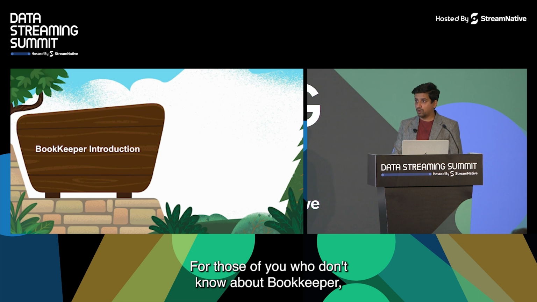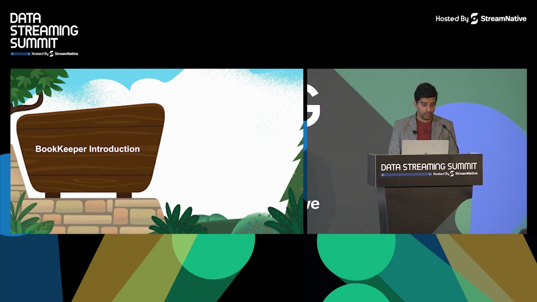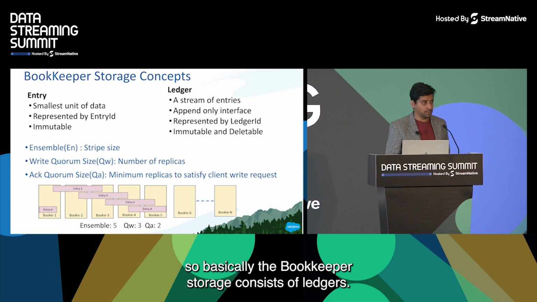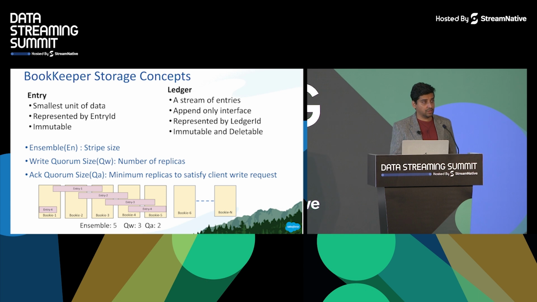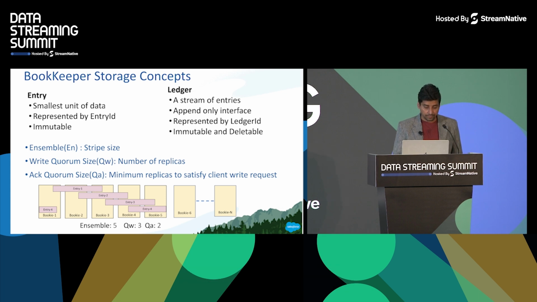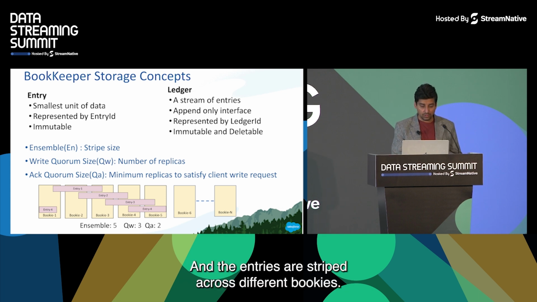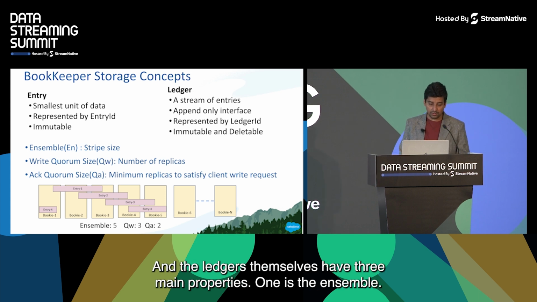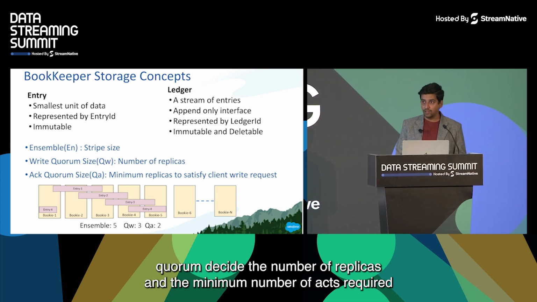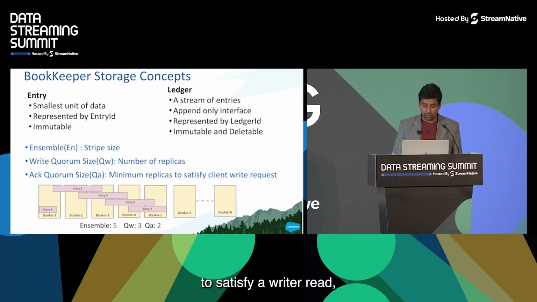For those of you who don't know about Bookkeeper, I'll give a very quick refresh. This is a highly technical talk, so basically the Bookkeeper storage consists of ledgers. Ledgers are like the blobs of store that we do, and the smallest immutable aspect of a ledger is an entry. The entries are striped across different bookies, and the ledgers themselves have 3 main properties. One is the ensemble, that is how many bookies the ledger should be written to. The write quorum and ack quorum decide the number of replicas and the minimum number of acks required to satisfy a write or a read.